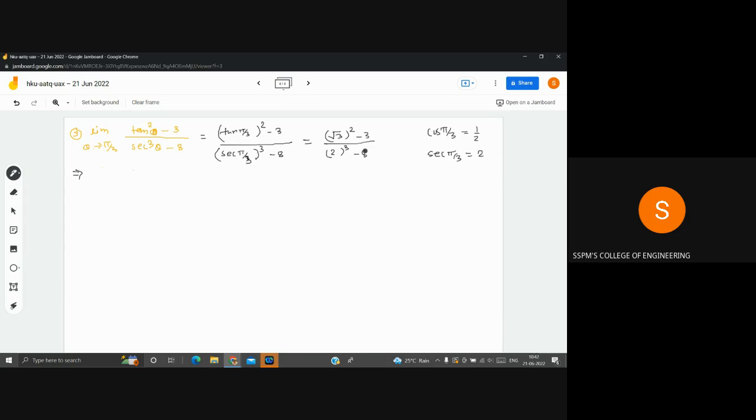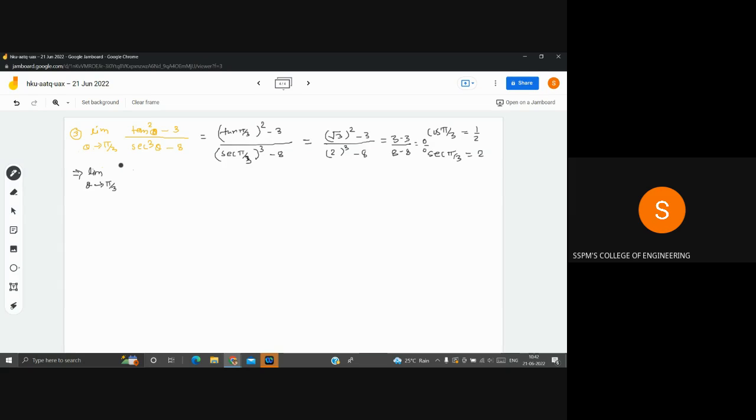Minus 8. So after solving, what will be there? Root of 3 square, it is 3. 3 minus 3 upon 2 cube is 8. 8 minus 8. And what is that resulting? It is 0 by 0. Will you say it is a finite limit? No. ये भी finite limit आप लोगों को नहीं मिल रही. तो यहाँ पे आप क्या कर सकते हैं? Applying L'Hospital rule. So this is a simple way to apply L'Hospital rule.